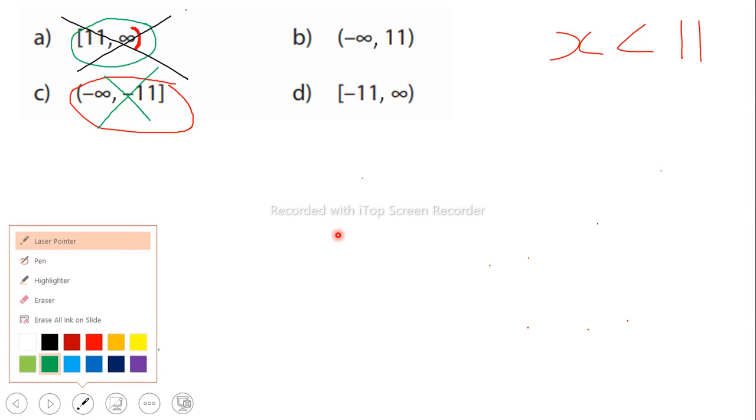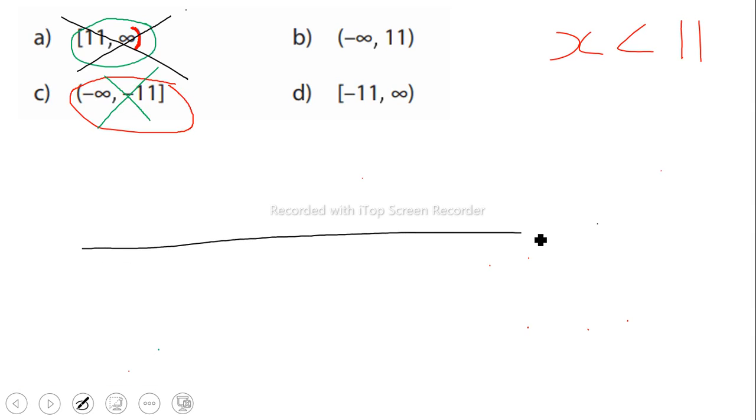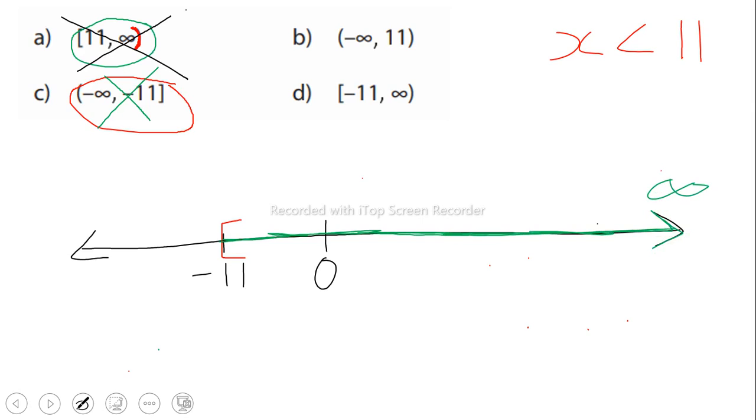And so how would we represent that on a graph? We have our x-axis. We have 0 here, and we have -11 here. Again, we are going to start at -11. We include -11, by the way. And then we're going to get increasingly large, all the way to positive infinity, basically saying that we never stop.